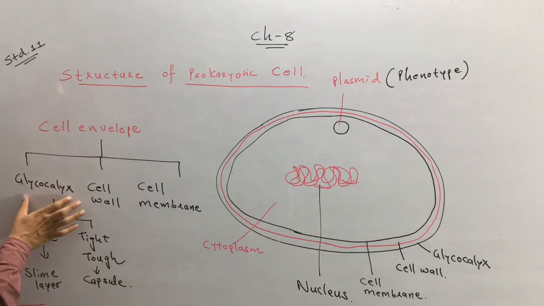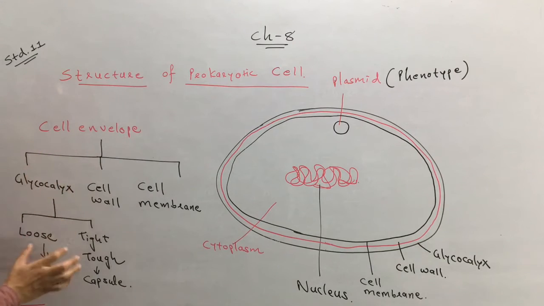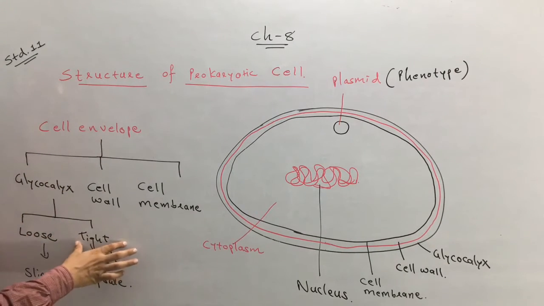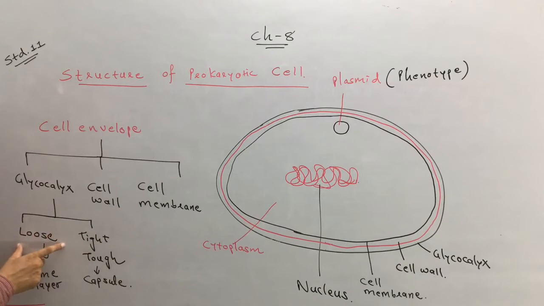So the function of the glycocalyx is to provide protection. It can be arranged in two ways. Either it's a loose arrangement or it's a tight and tough arrangement. If it is a loose arrangement, then it's called a slime layer. If it is a tight and tough arrangement, then it's called a capsule. That provides protection.